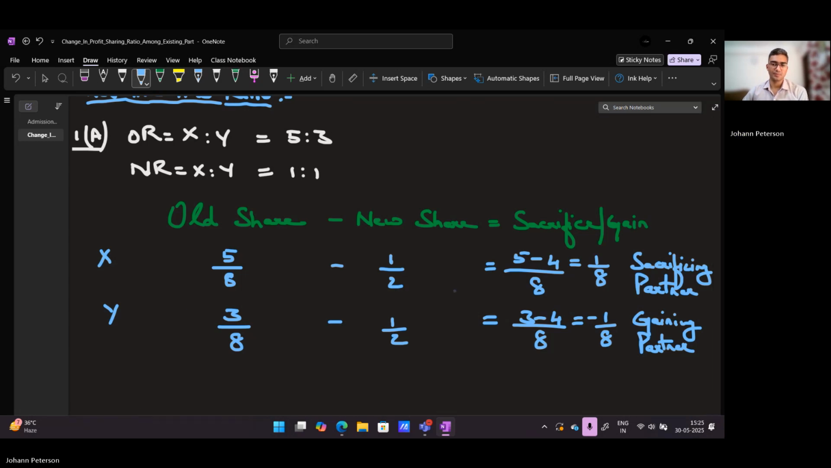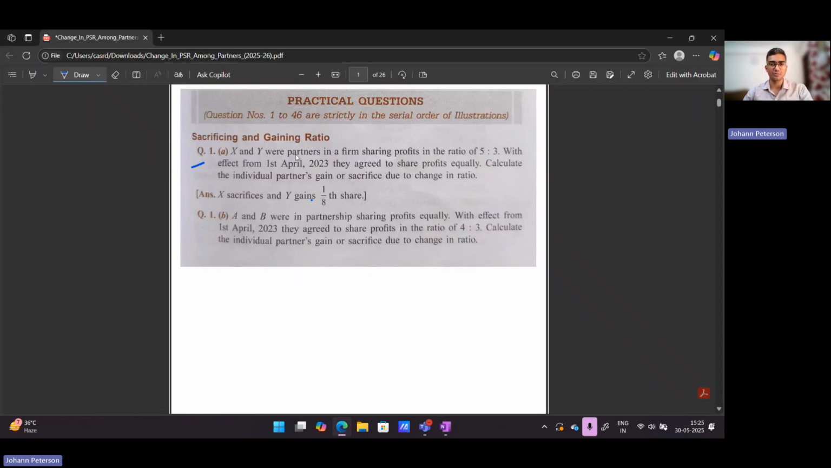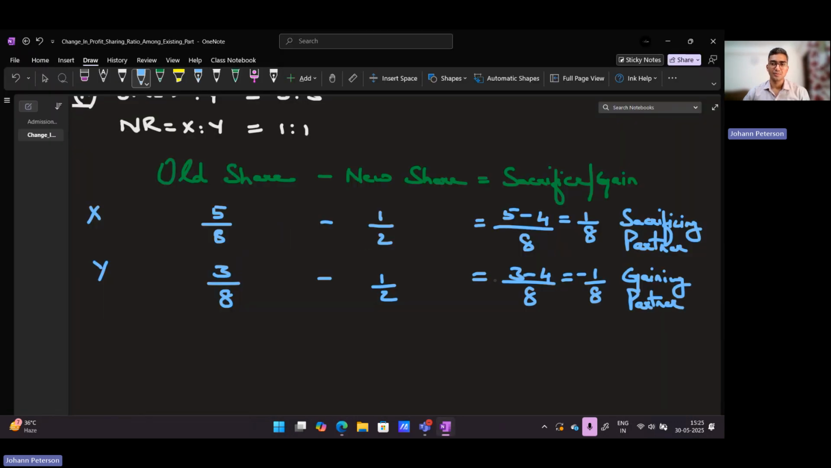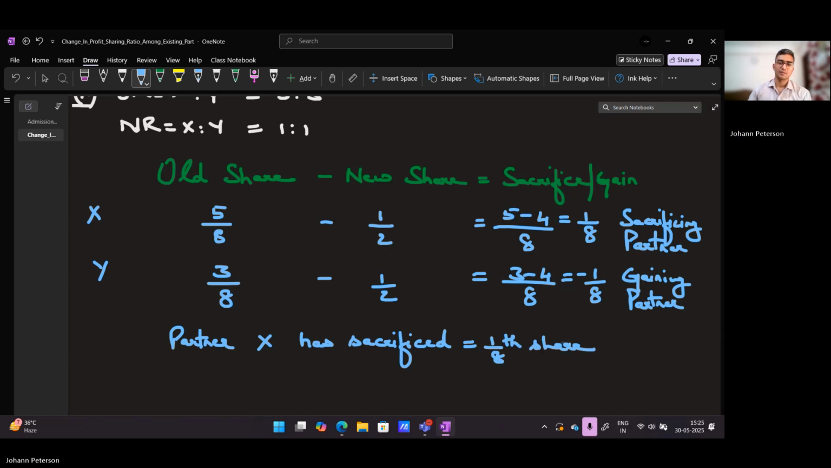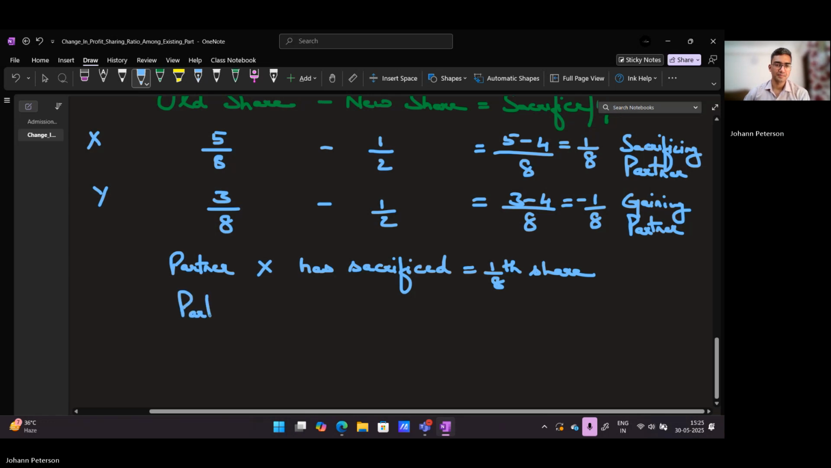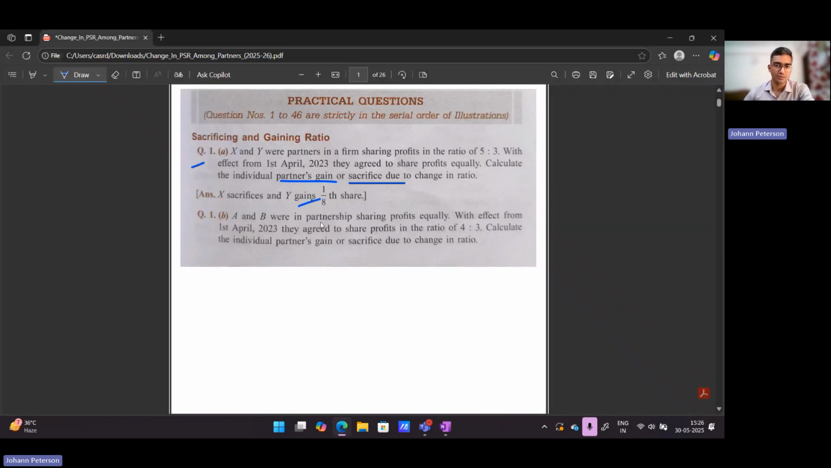Okay, so let's write the answer. It is asking us who is sacrificing and who is gaining. It is asking to calculate the individual partner's gain and sacrifice due to this change in the ratio. So partner X has sacrificed 1/8 share, and partner Y has gained 1/8 share. Okay. So what is one partner's sacrifice will at the same time be another partner's gain, which is proved by this. So that must be our answer also. Yes, X has sacrificed and Y gains 1/8 of the share.